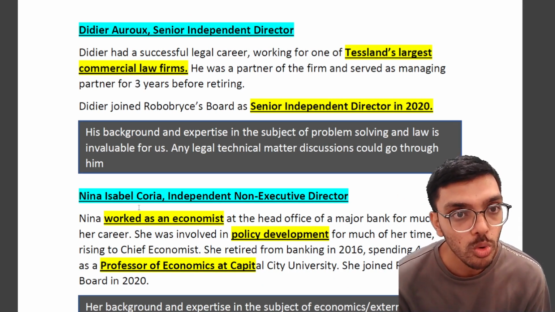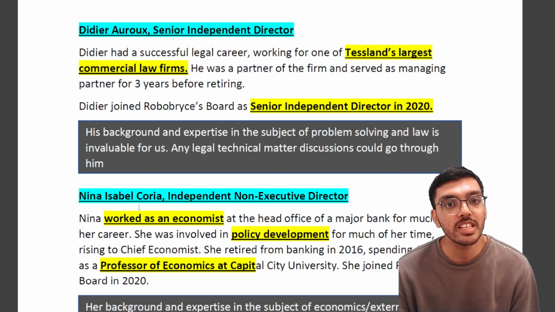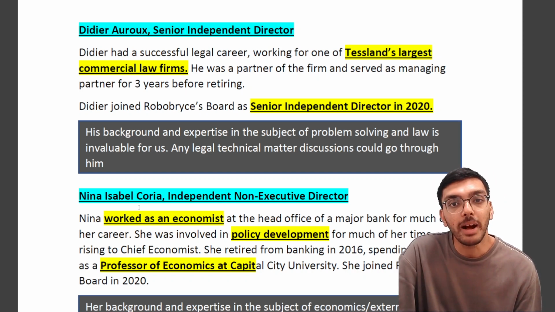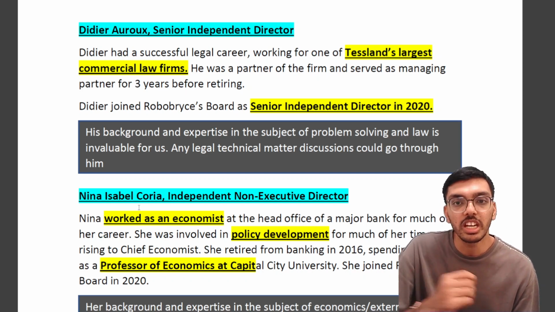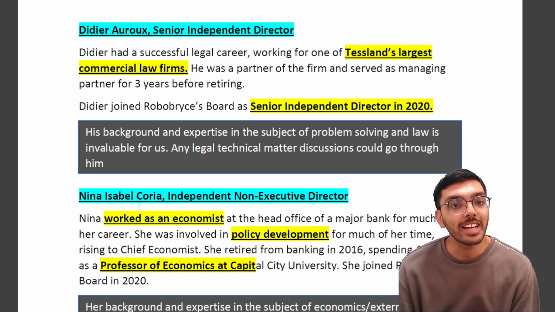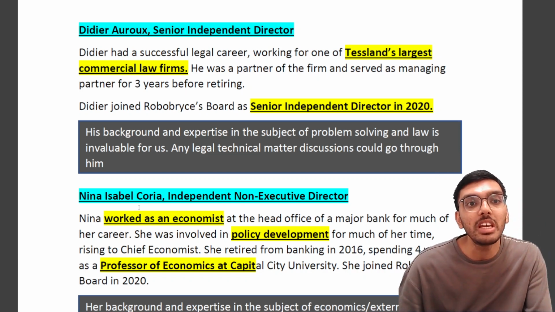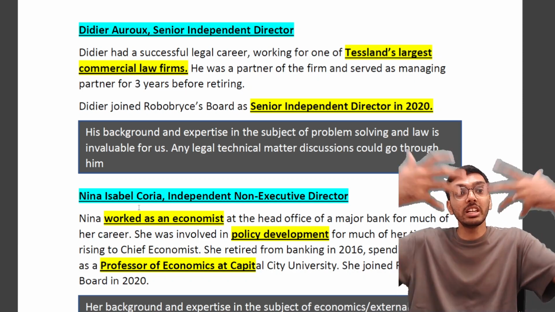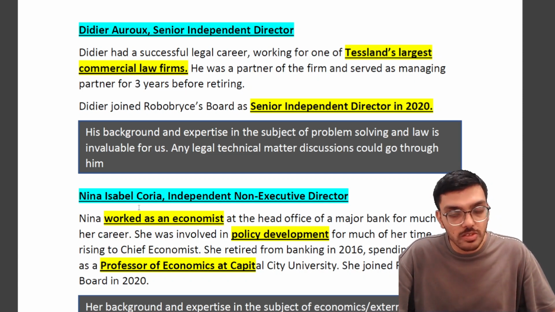Next, we have Didier Aru, Senior Independent Director. So Didier had a successful legal career working for one of Tesland's largest commercial law firms. He was a partner of the firm and served as managing partner for 3 years before retiring. Didier joined in 2020. So his background and expertise in the subject of problem solving and law is going to be invaluable for us. If we have any legal issues or any legal advice that we need, we have internal experts in Didier. So any legal technical matter discussions could go through him.